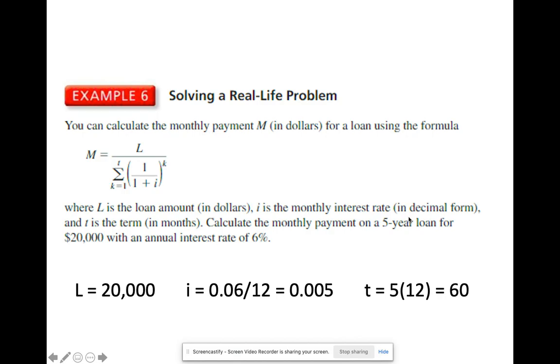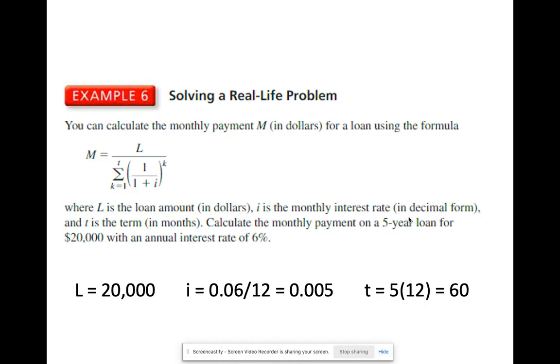Okay, let's have an example, solving a real life problem. You can calculate the monthly payment, M, in dollars for a loan using the following formula. M equals L over the summation of 1 over 1 plus i raised to the k, from k equals 1 to t, where L is the loan amount in dollars, i is the monthly interest rate in decimal form, and t is the term in months.